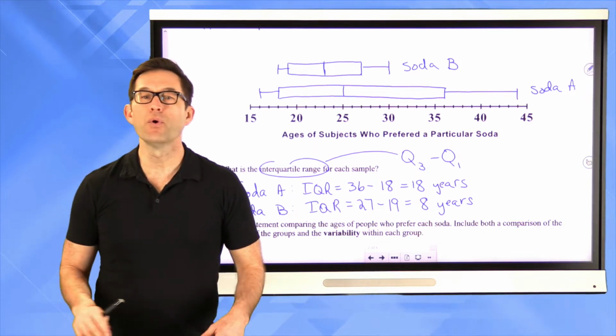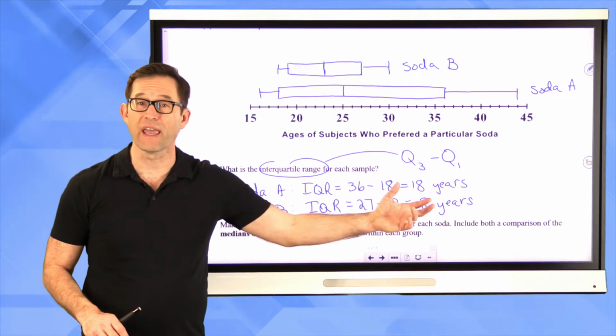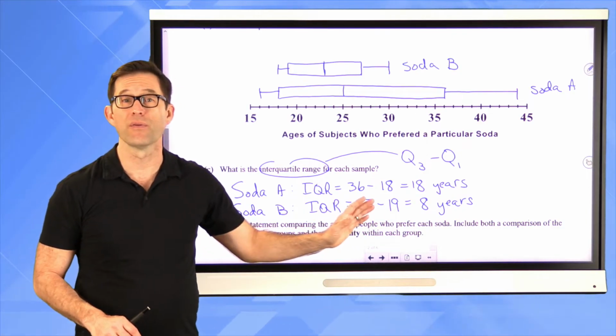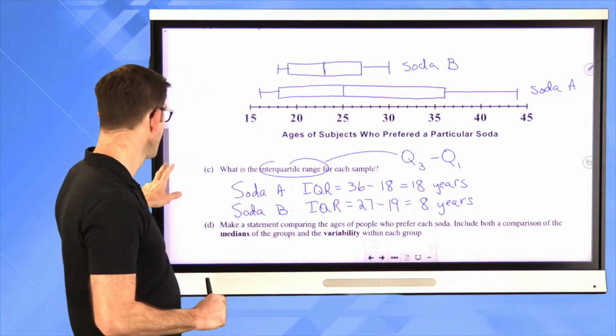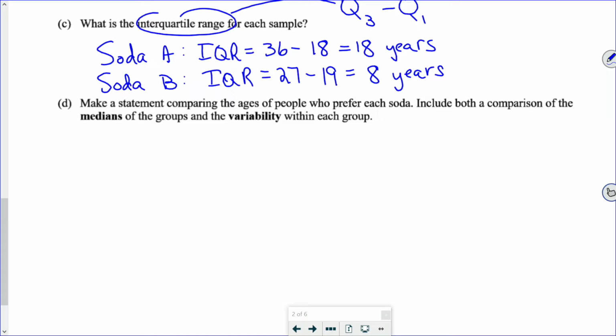So in other words, the people who preferred soda A, the middle 50%, the range in their ages was 18 years, and the people who preferred soda B, the range in the typical values there is only 8 years. All right, so now let's take a look at letter D. Make a statement comparing the ages of people who prefer each soda. Include both a comparison of the medians of the groups and the variability within each group.